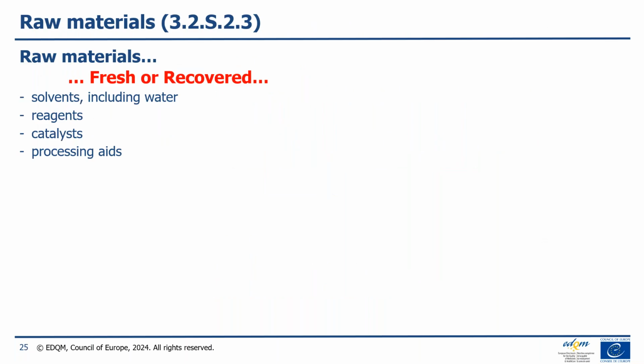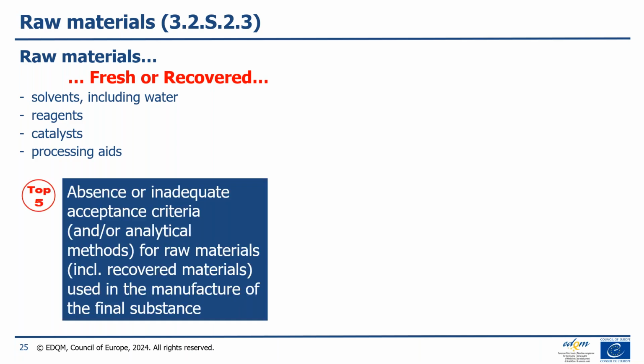Moving onwards in section S23, we now come to the raw materials. We want to see specifications and descriptions of analytical procedures for all raw materials, both fresh or recovered. By raw materials, I mean solvents, including water, reagents, catalysts, and also process aids. And this brings us to our current top 5 deficiency, which is the absence or inadequate acceptance criteria for raw materials, including recovered ones.